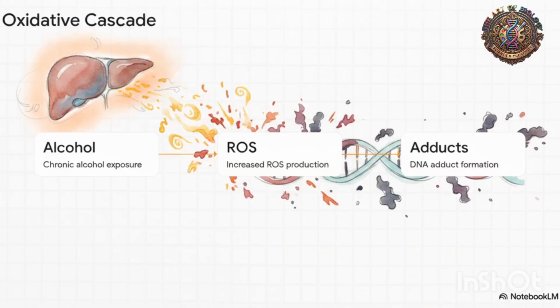It's a very precise and very destructive biological cascade. Step 1, chronic alcohol exposure, triggers step 2, that massive spike in ROS production we just talked about. And this oxidative attack slams directly into the genetic material, causing step 3, which is the formation of DNA adducts. Basically, this means toxic chemical groups are literally binding and latching right onto the DNA strands themselves.